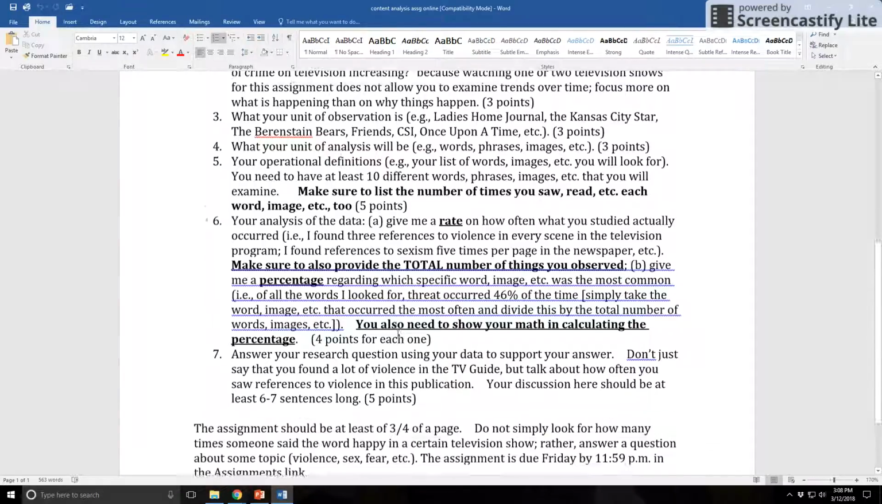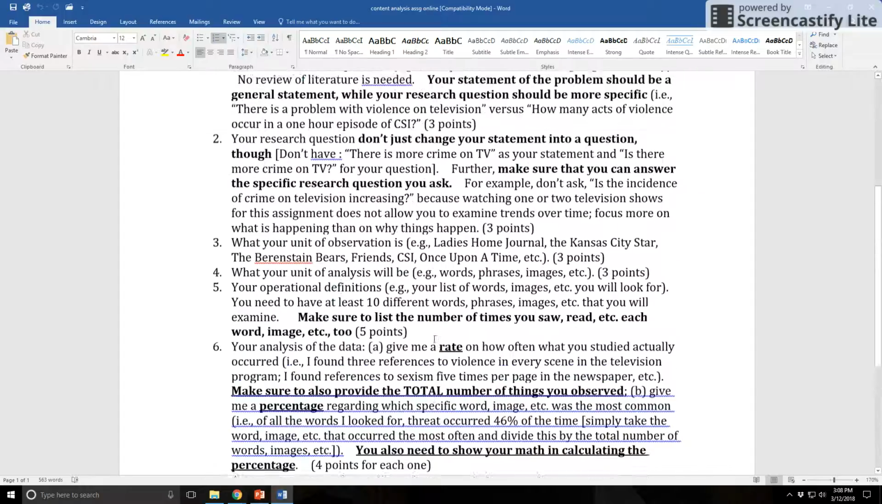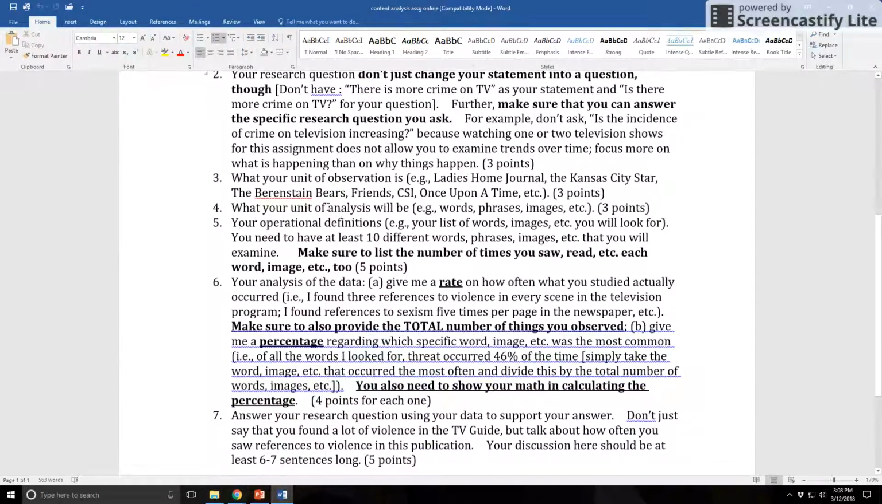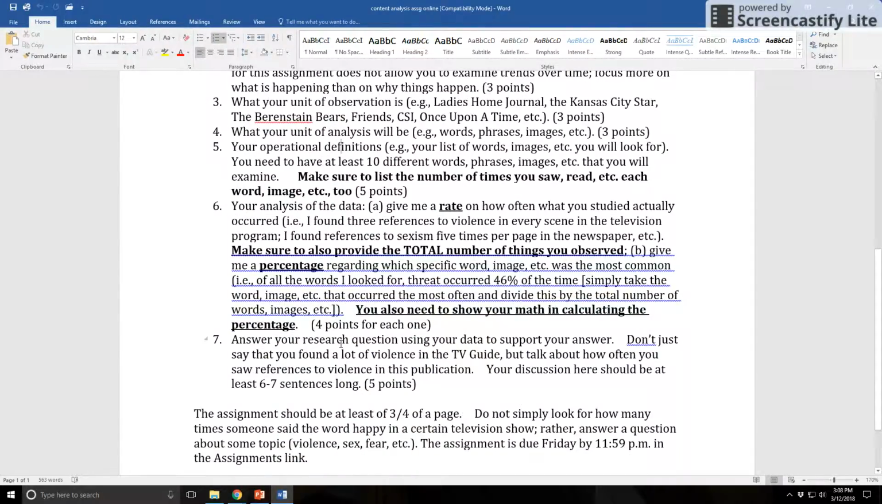And then number 7, answer your research question. Again, go back up here. What's your research question? Number 7, answer it. It doesn't have to be very long, you can see. 7 sentences long here, three-quarters of a page total. You can see it's due by the end of the week. So send me some emails. Let me know what questions you have as you go on with this assignment.